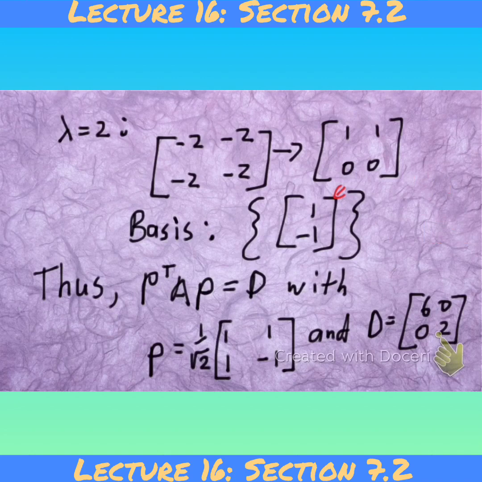And again, we can write the matrix P transpose AP as a diagonal matrix, where the diagonal entries are the eigenvalues, and the first eigenvalue corresponds to the first column of P, and the second eigenvalue corresponds to the second column of P.